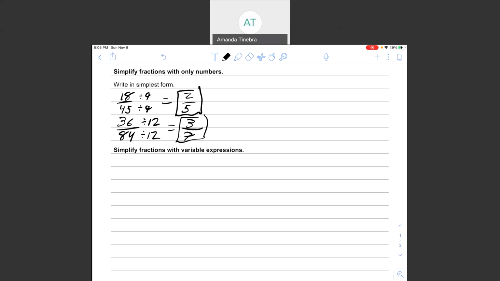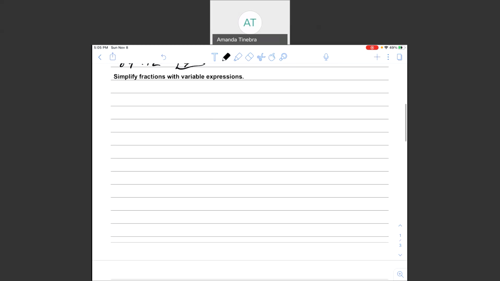Again, I could have started by simplifying by 2, and then by 2 again, and then by 3, or started by simplifying by 3, or started by simplifying by 4. All of those things are going to work. But it's easiest if we find the biggest number possible. However, that's not really the point. This is just a quick review. What we actually want to be able to do is simplify fractions that have variable expressions. And that looks like this.